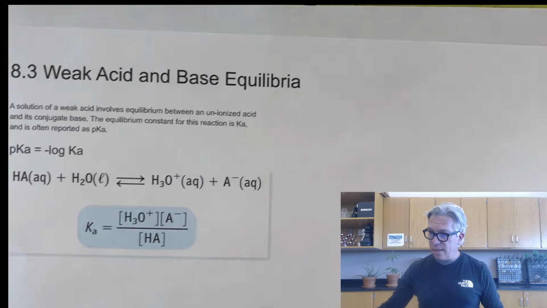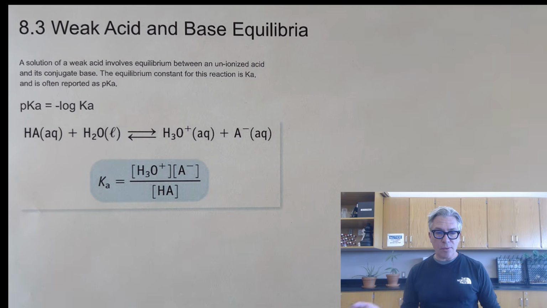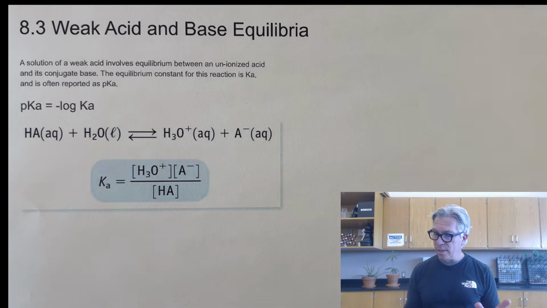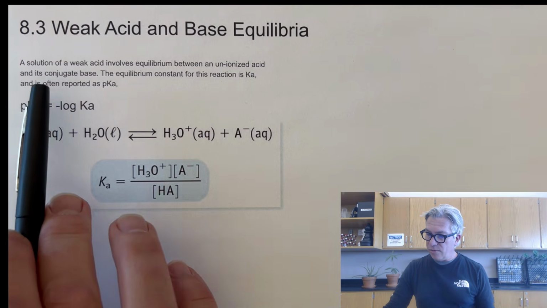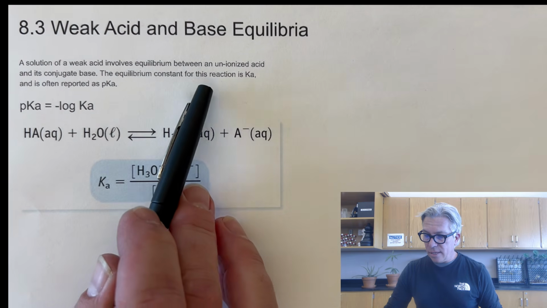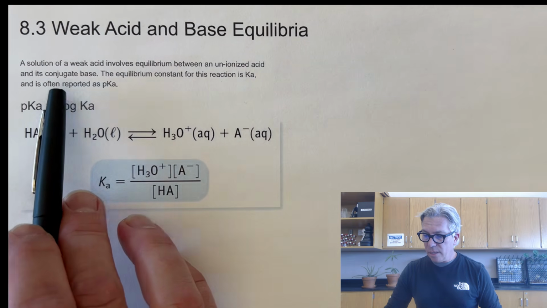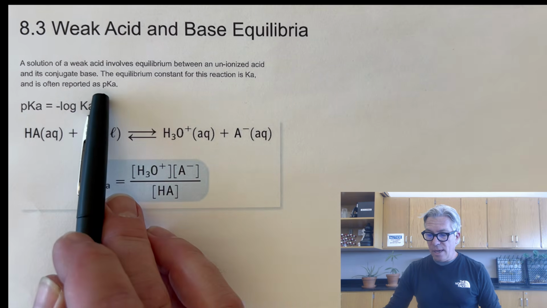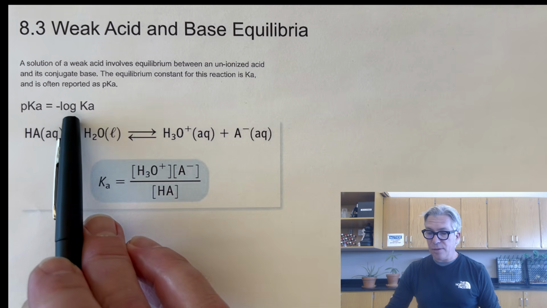Now let's move on to section 8.3, weak acid and base equilibria. So most of what we do in this chapter is weak acids and bases. All right, so let's read what the College Board says. The solution of a weak acid involves equilibrium between an unionized acid and its conjugate base. The equilibrium constant for this reaction is Ka and is often reported as a pKa. Again, pKa is the negative log of the Ka value.